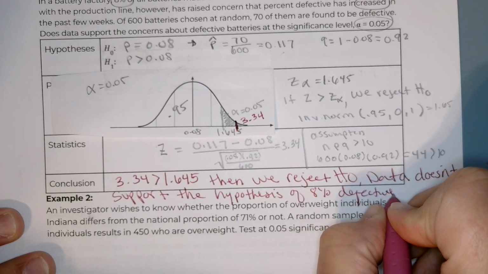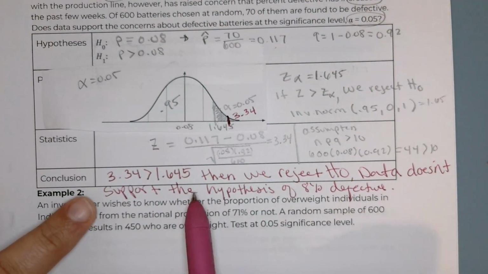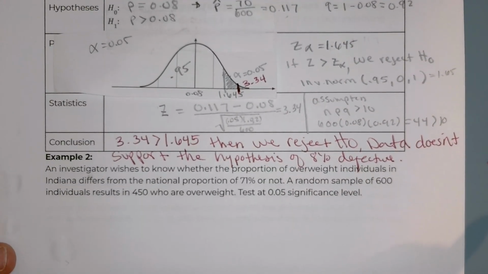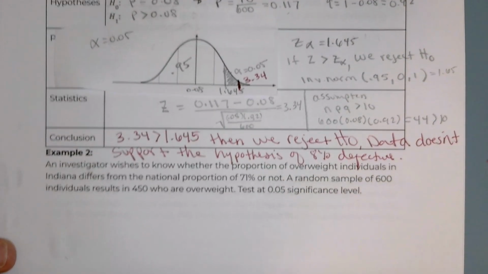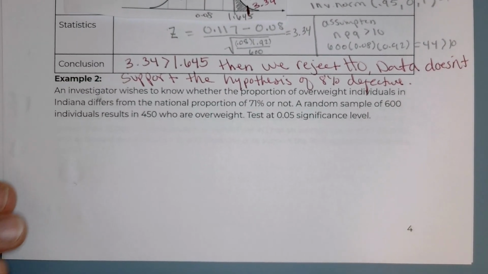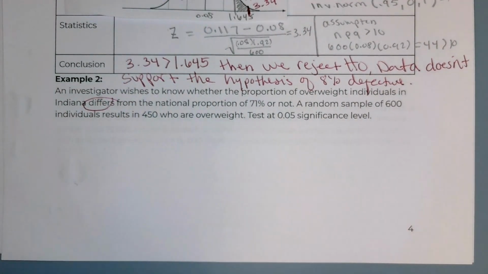So restating the question again with my information in it. Okay, let's do another one. An investigator wishes to know whether the proportion of overweight individuals in Indiana differs from the national proportion of 71% or not. So there's our favorite word, differs. It's a big hint into what kind of test we're running. A random sample of 600 individuals results in 450 who are overweight. Test at an alpha equals 0.05 significance level.